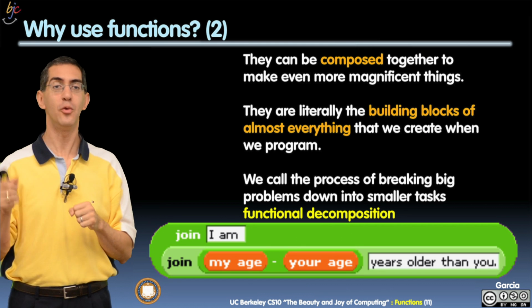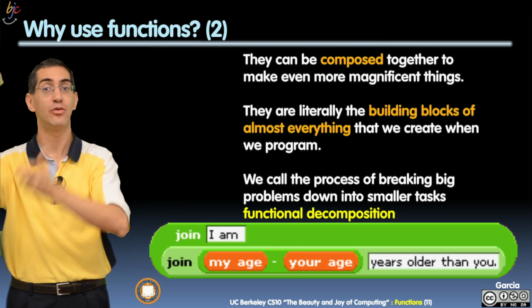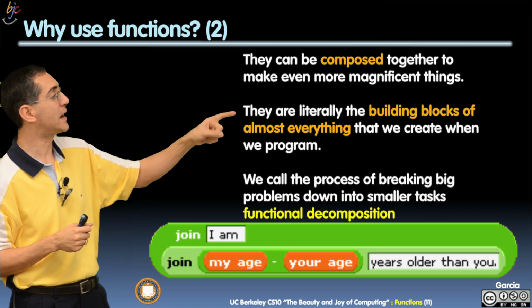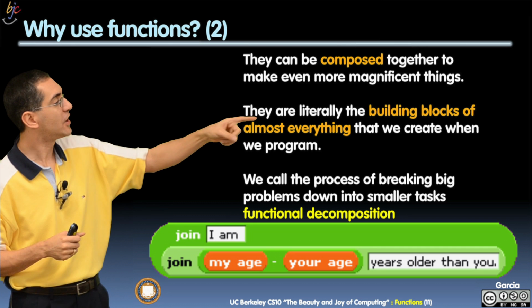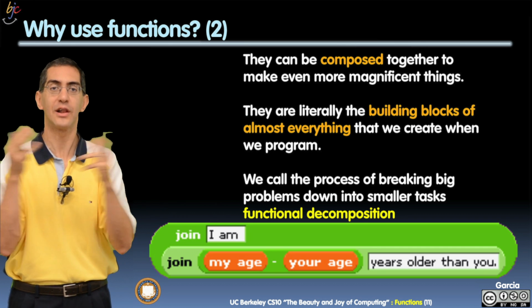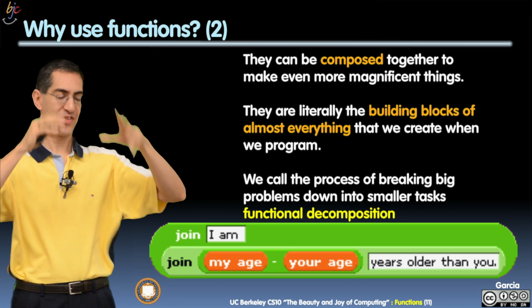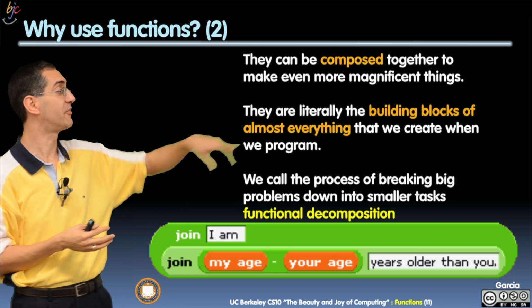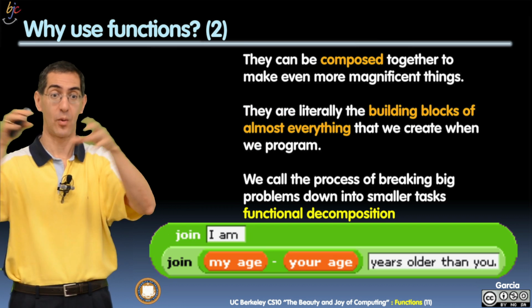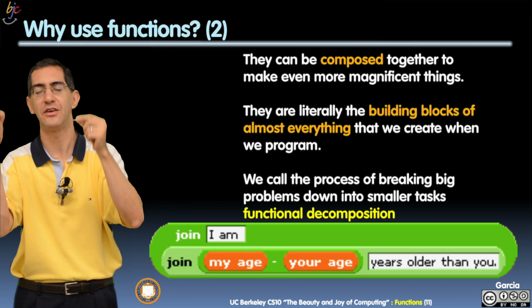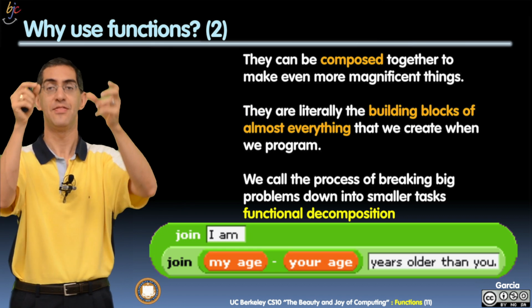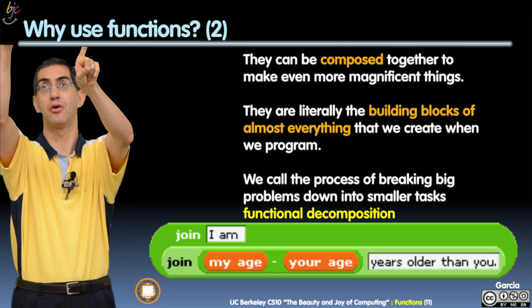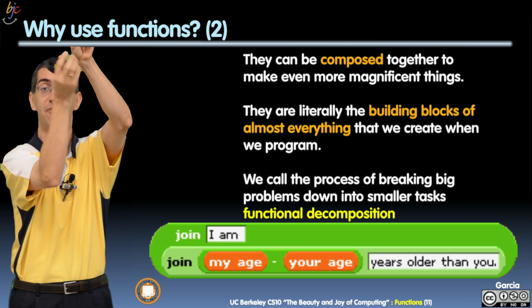So one of the things you can do with functions is you can cascade them into each other. So here's an expression at the bottom. Join. I am with join. My age minus your age, years older than you. What does that look like? Well, if I think about it from the innermost part, people often think of this, and I recommend this myself, looking at the innermost part of a computation and working your way out. So first of all, the innermost one is my age minus your age. That's their difference. That's a minus block, which has two inputs. My age and your age are here as the inputs, and out comes this difference.